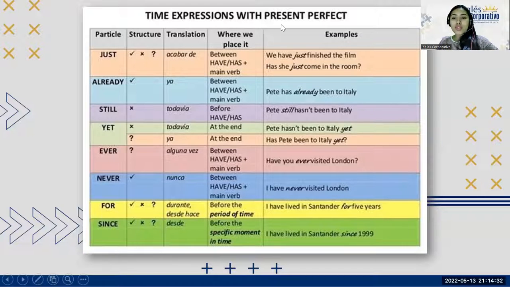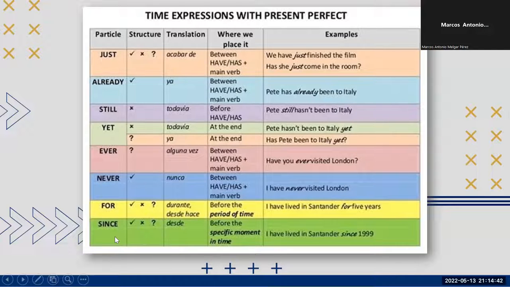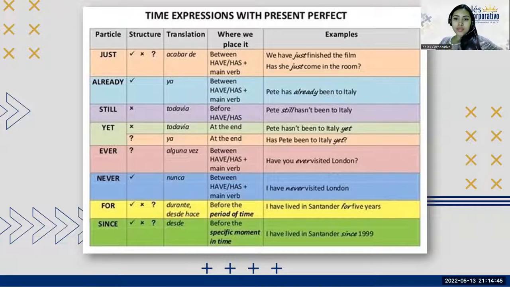So, we have the time expressions with present perfect. Here we have just, already, still, yet, ever, never, for and since. Todas las time expressions super important for present perfect. Here we have en qué estructura lo utilizamos. In what structures do we use it? Por ejemplo, just lo ocupamos en affirmative, en negative, and in interrogative. El already solo para affirmative. El still, negative. Yet también, lo utilizamos para negative y para questions. El ever para questions, el never just affirmative, for para las tres estructuras y since para las tres estructuras.